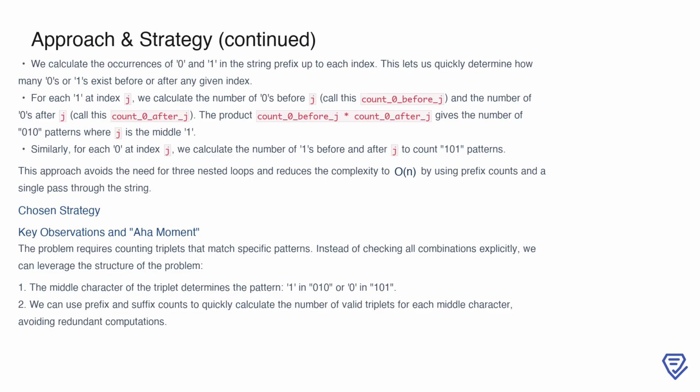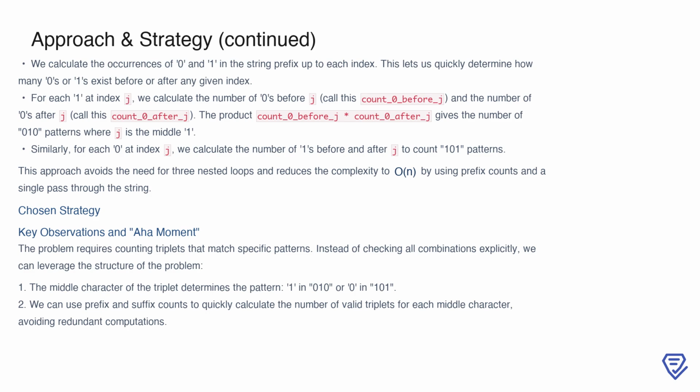Now, let's look at the optimized approach using prefix counts. The main idea is to pre-compute how many zeros and ones occur in the prefix of the string up to each index. This allows us to quickly determine the number of zeros or ones that exist either before or after any given index. Using this information, we can calculate the contribution of each character to the total number of valid triplets. For instance, if we're looking at a 1 at index j, we can compute the number of zeros that appear before j, which we'll call count_0_before_j, and the number of zeros that appear after j, which we'll call count_0_after_j.